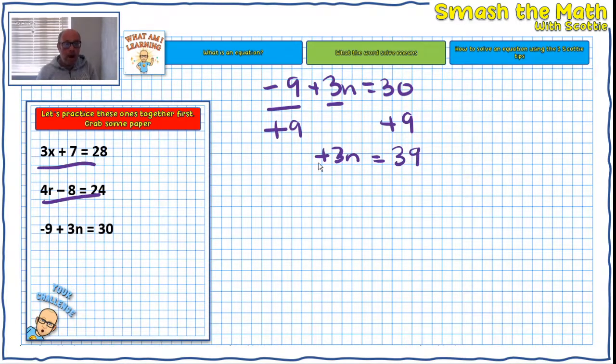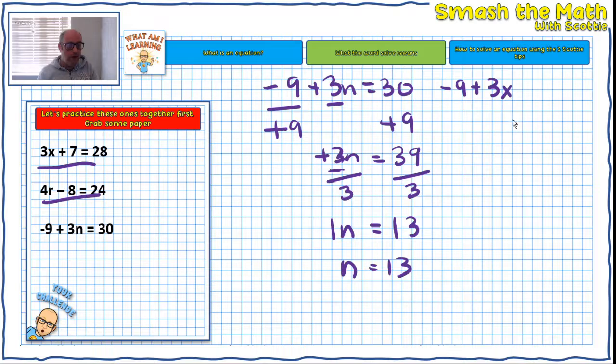Now I need to get rid of the 3. Times in there, that's the coefficient, 3 lots of n. So I'm going to divide it by 3 on both sides. So now I've got 3 divided by 3 is 1n equals 39 divided by 3, or how many 3's are in 39? There are 13. So n is equal to 13. Check our answer. Minus 9, 3 times, or 3 lots of n, we're saying it's 13, should equal 30. Let's have a look.